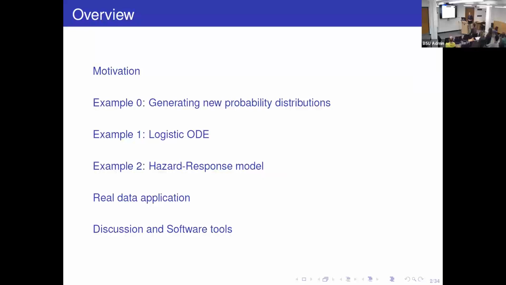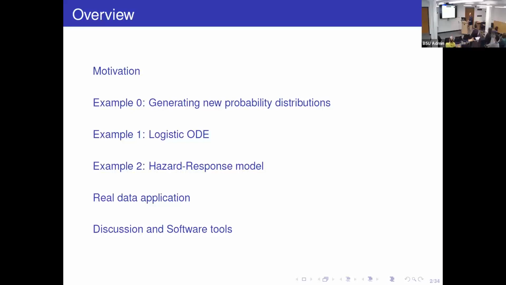So the overview of the talk is as follows. First, I'm going to present a motivation and a little bit of related papers about this topic. Then I will focus mostly on presenting some examples. The first one is related to a topic that I like, which is how to generate new probability distributions with this approach. But that's not the main aim. After that, I'm going to illustrate a distribution that is not included in the usual catalog of distributions that we use for survival analysis, that can be generated using the proposed approach.